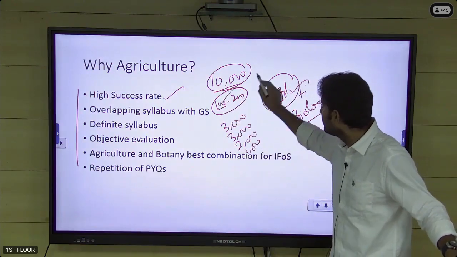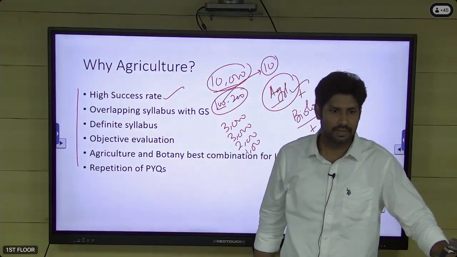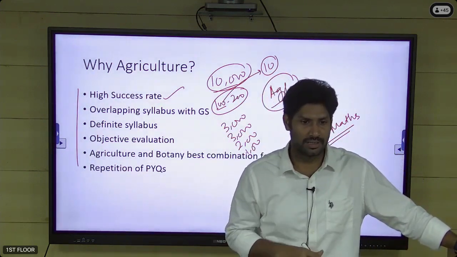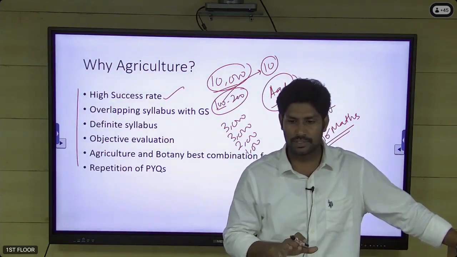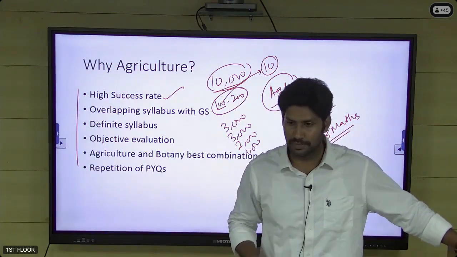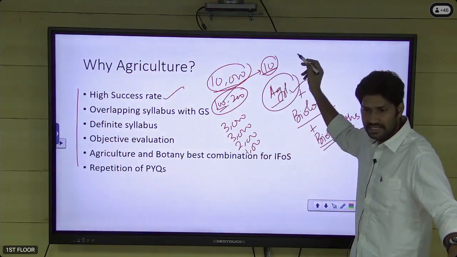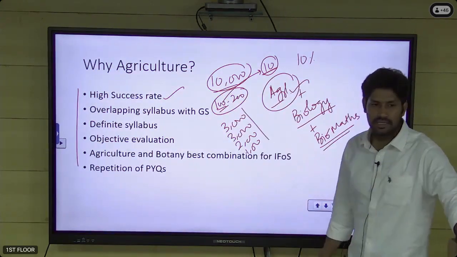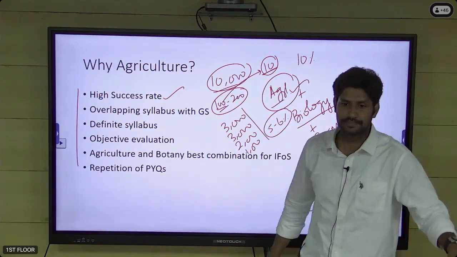Out of this, every year, approximately 10 students are clearing with the agriculture optional. So throughout India, out of these 10 students, more than 5 students are my students every year. In the entire South India, almost 90% of students who clear with agriculture optional are my students for the last 8 years. So see the proportion. Out of 100, 10 students are clearing in the final exam. So the success rate is 10%, whereas the success rate for these optionals is in the range of 5 to 6%. This is the difference.